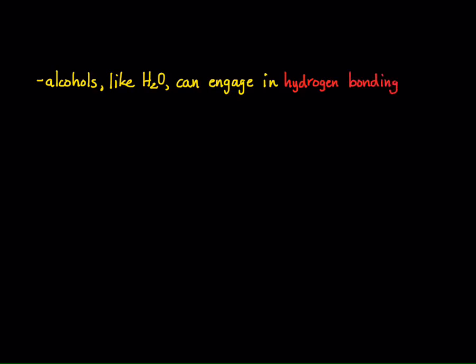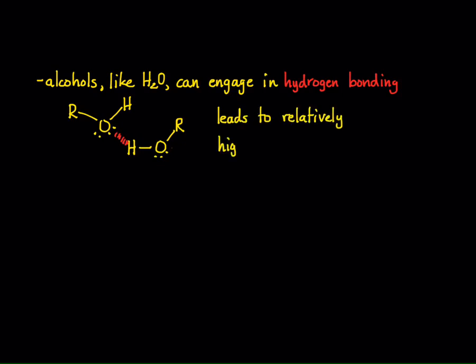And because of this, they become much more polar than alkyl halides. So the reason for this is here I have two alcohols. They can interact. The non-bonding pair of electrons on one oxygen can form a hydrogen bond with a hydrogen of another molecule. This leads to relatively high boiling points, similar to that of water, although not quite as extensive because water has two hydrogens that can form hydrogen bonds.